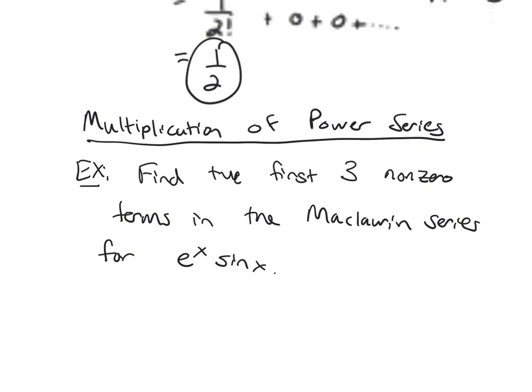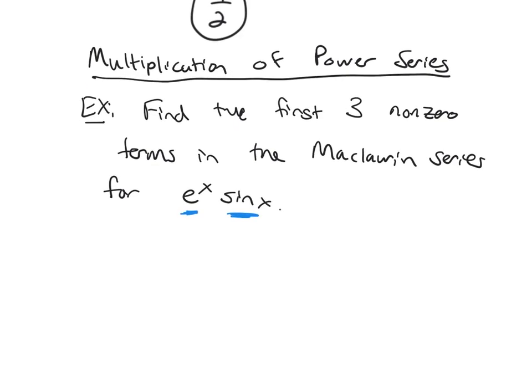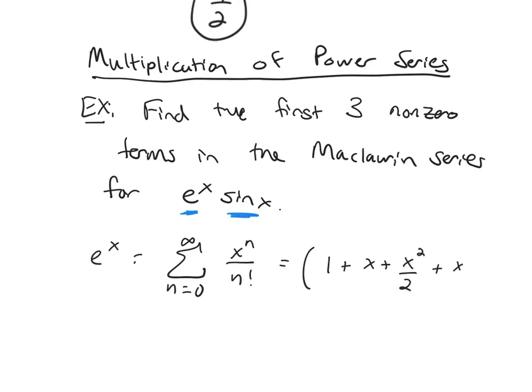So this function is made up of two pieces. It's made up of e to the x and it's made up of sine x. So let's start by writing down their Maclaurin series. So e to the x I've written down a few times. N equals 0 to infinity, x to the n over n factorial. And I'm going to write out some of the terms here. 1 plus x plus x squared over 2 factorial, or x squared over 2. X cubed over 3 factorial, or over 6.